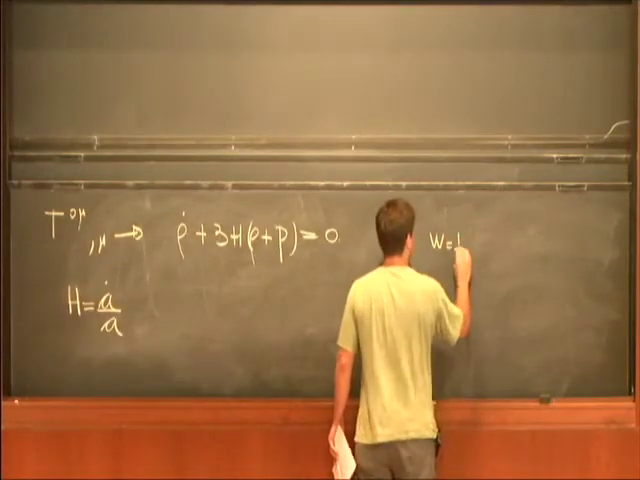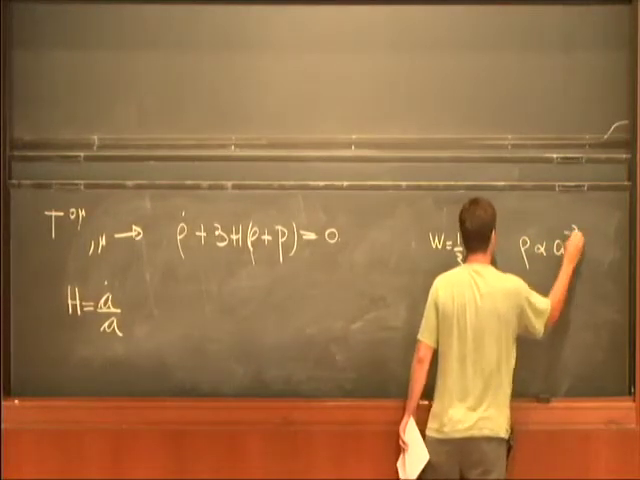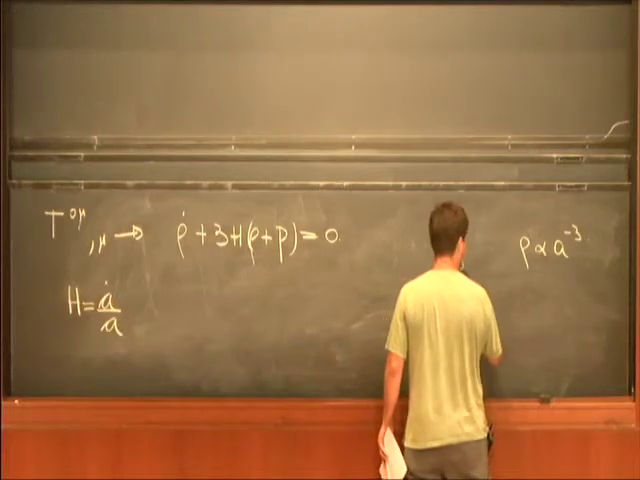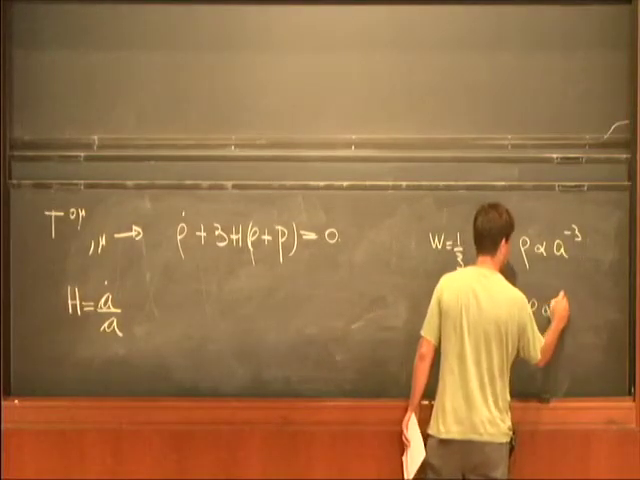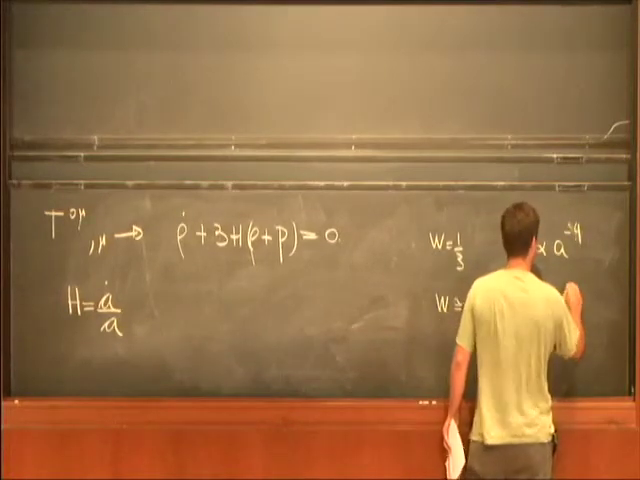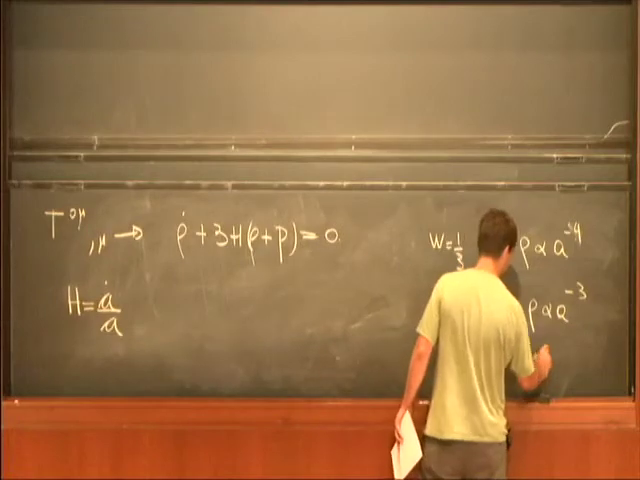So if you just use this equation and a simple relation between P and rho, you can discover that for radiation the energy density scales as a to the -4. I mean, these are things that you all know, but I'm getting to some point. For matter, it scales as a to the -3, and for the cosmological constant, rho is constant.